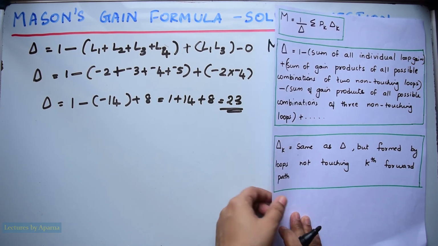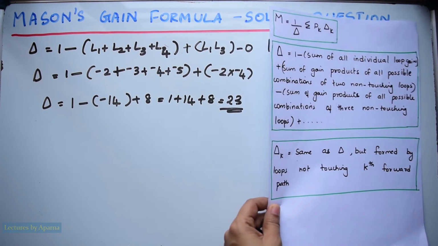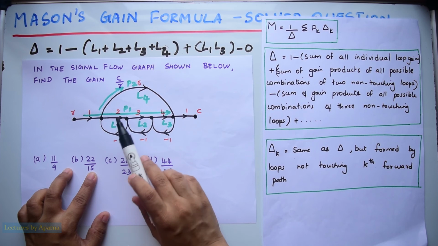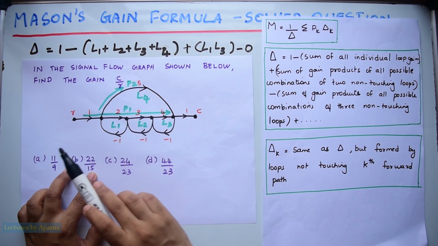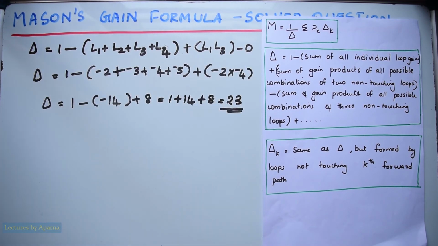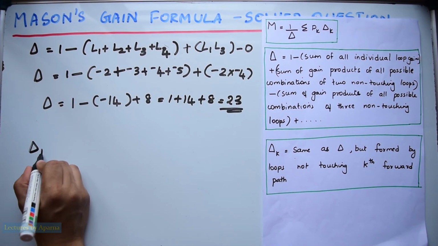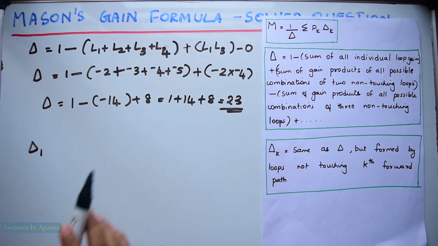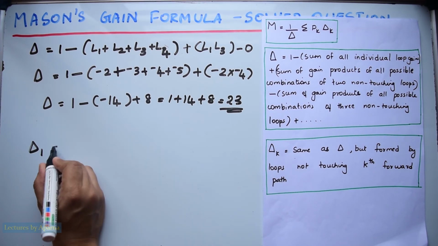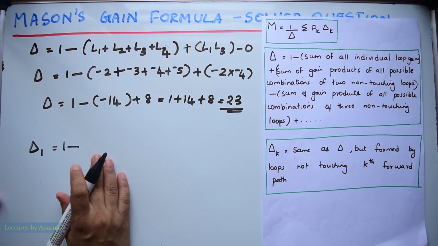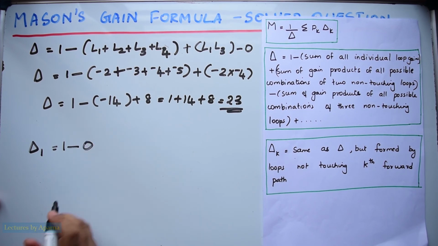Now we have to find delta 1. If you consider this forward path, all the loops are touching this forward path. So all the loop gains will become 0. So when you consider this equation for delta, I am considering delta 1. In this delta, all the loop values will be equal to 0. So delta 1 will be equal to 1 minus, all these loops are touching the forward path P1, so all the values will become 0. So delta 1 is equal to 1.